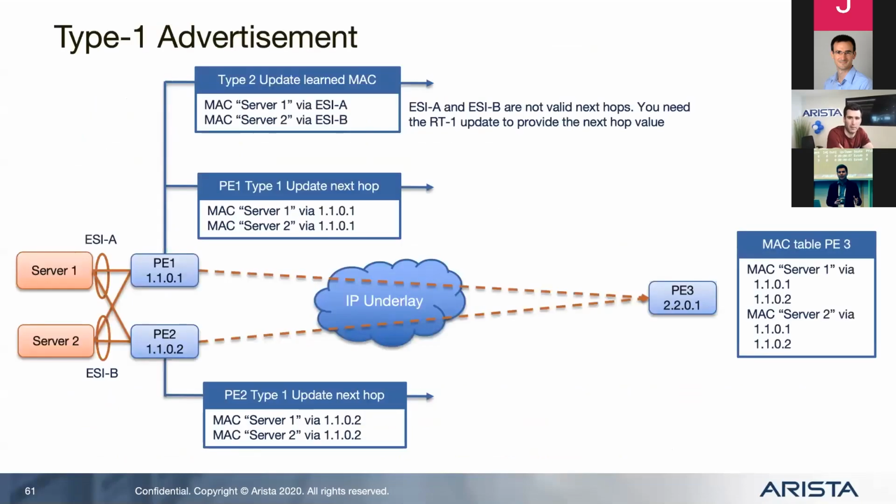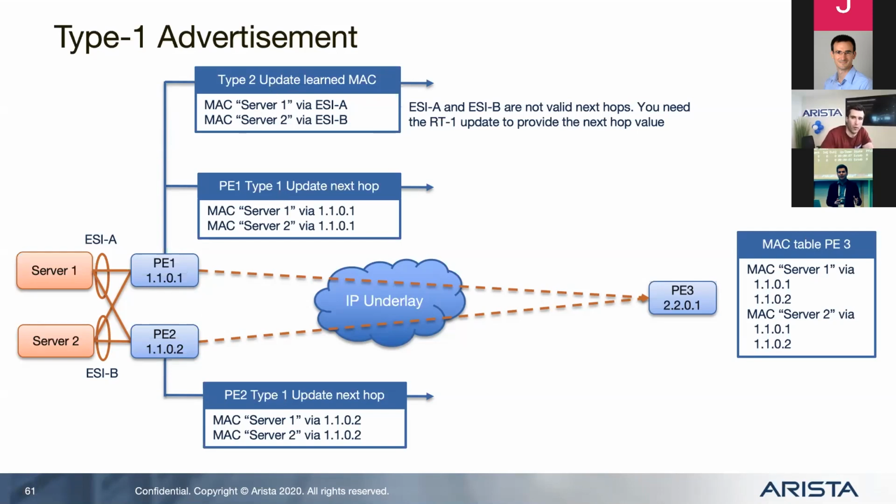So if we look at this a bit visually, we have two PEs here participating in ESIA and ESIB. ESIA goes to server 1, ESIB goes to server 2. PE1 is .1, PE2 is .2. One of these will advertise a type 2, and the type 2, rather than pointing to an IP address, will point to an ESI ID. And this allows the remote VTEPs to realize that the server is part of a shared segment.